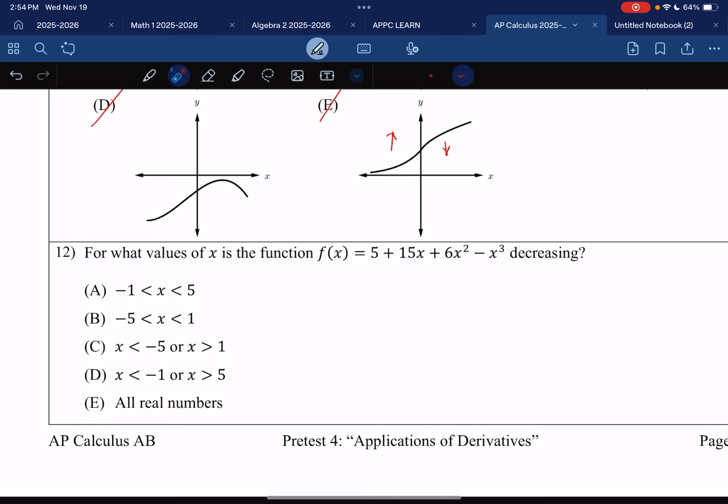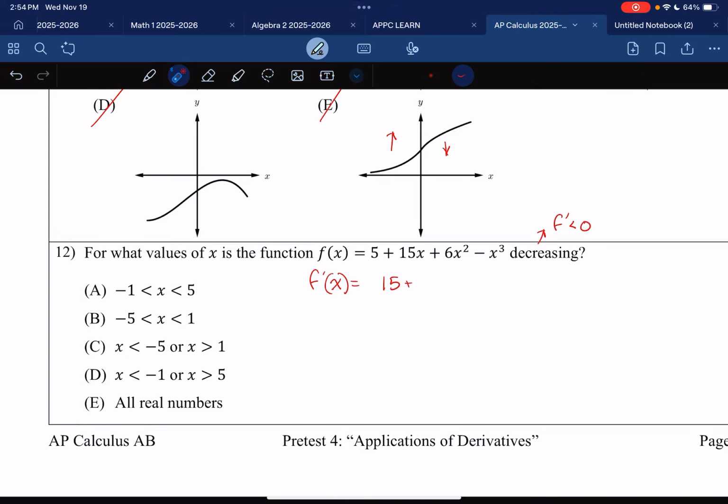Number 12, we are looking for values of x where the function is decreasing. So you need to remember the definition of decreasing. Decreasing is when f prime is less than 0, or when f prime is negative. Notice, because we are invoking the definition of f prime, we need f prime. So let's do that, f prime of x. All right, the derivative of a constant is 0, so go away. The derivative of 15x is 15.